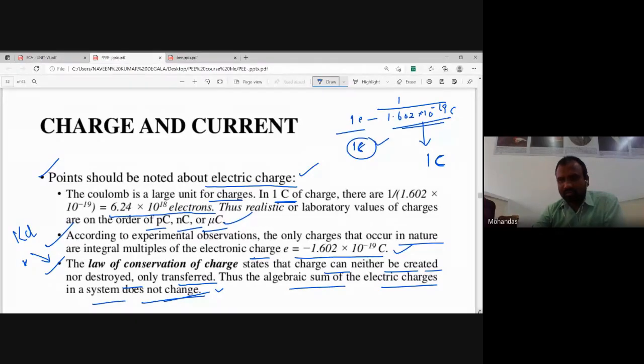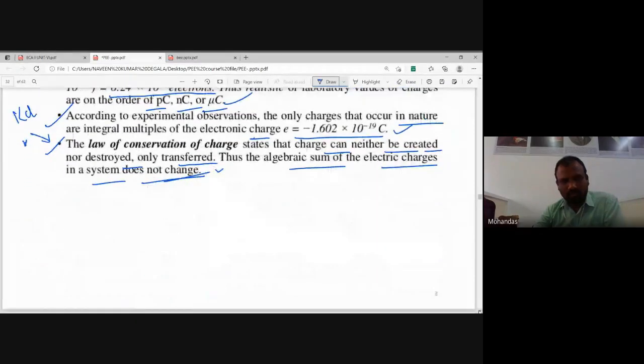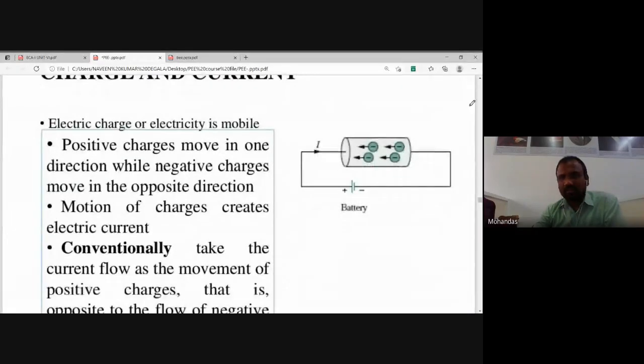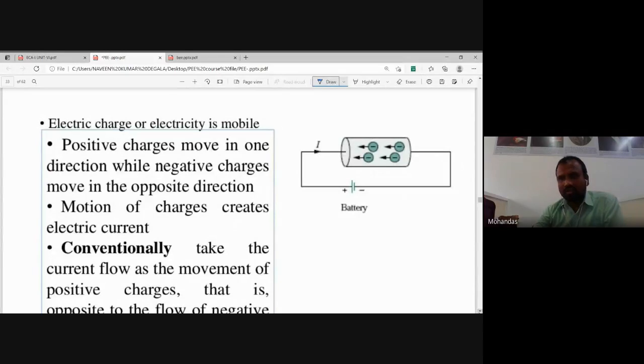So these are the basic things which are useful to understand the concepts of current and voltage, like that.